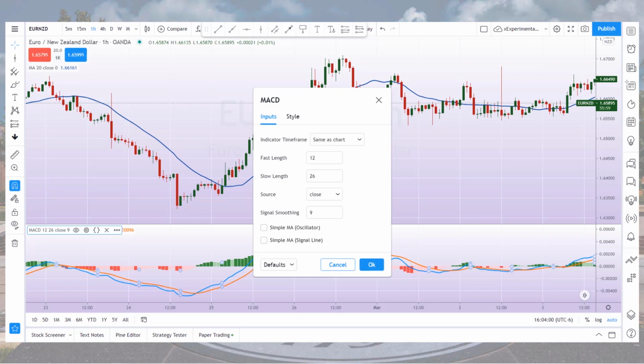Next, add a 20-period simple moving average to the chart. Again, select the look that makes you happy. Happy is always good. Okay. Here are the rules for a buy signal.